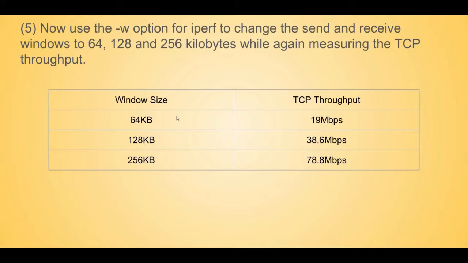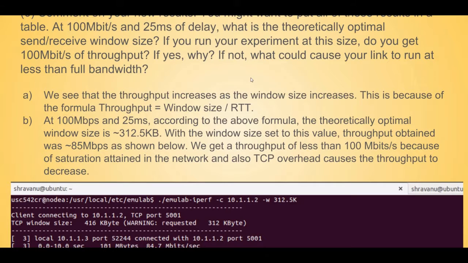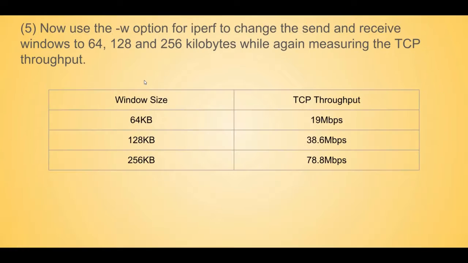For 64 kilobytes, the throughput was obtained to be around 19 megabits per second. For 128 kilobytes, the throughput was 38.6 megabits per second. And for 256 kilobytes, the throughput was 78.8 megabits per second. So we see that as the window size increases, the throughput also increases.